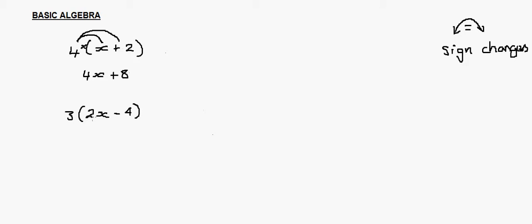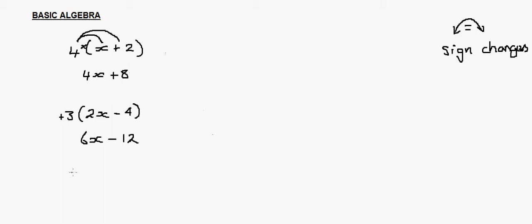Now 3 multiplied by 2x is 6x. Now here we have to be aware of signs, and you should know this. Okay, so we know this is a plus 3. There's no sign in front of it, so by default it is a positive number. So a minus times a plus, or a plus times a minus, will always give us a minus. And then 3 times 4 gives me 12.